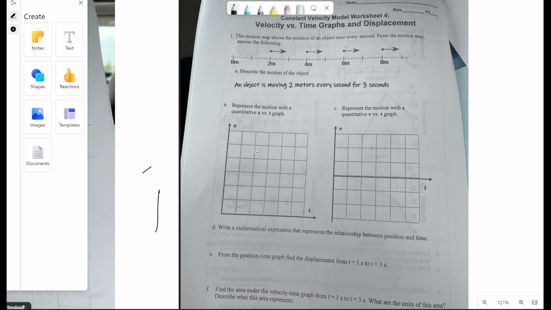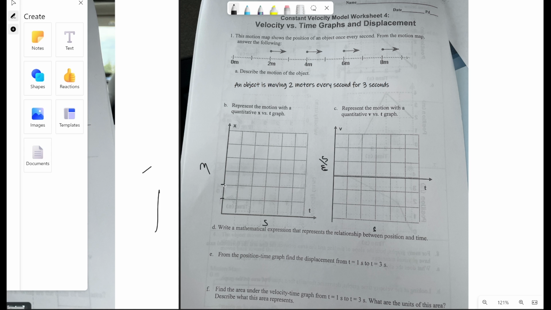Represent the motion with the quantitative x versus t graph. Again, this is going to be meters per second. Again, I always like to have my units here. This is likely going to be meters per second or velocity per second. So to represent this motion with a quantitative xt graph, they're starting at 2 meters. 1, 2. Again, I would recommend you write your numbers in here.